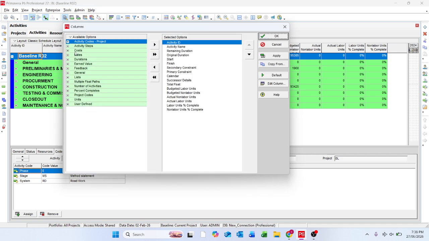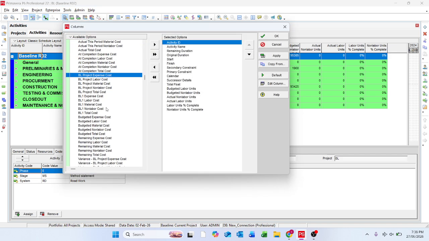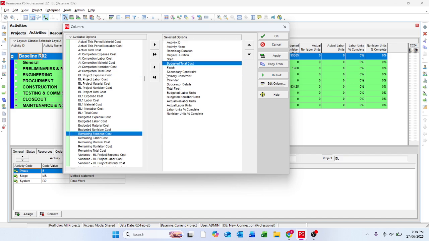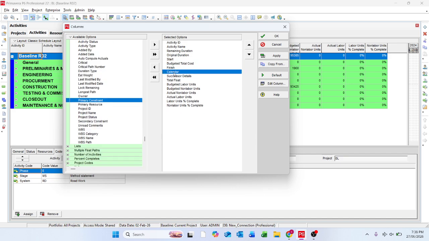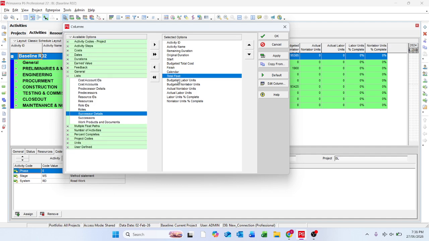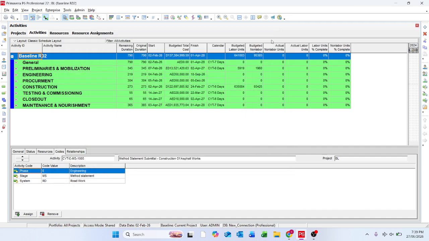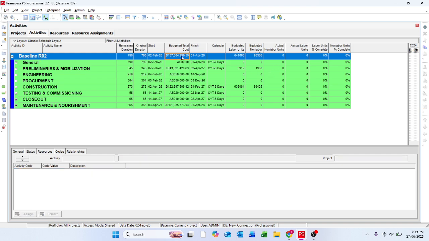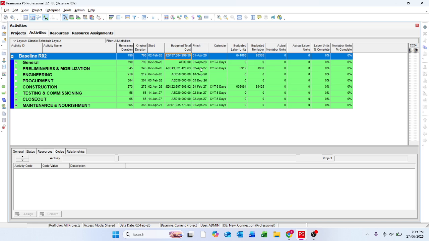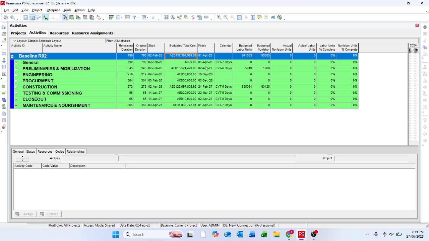Let me add the cost part here. Budgeted total cost over here. We don't need this one. Now the budget total cost is 137 million. Actually, this is not the actual budget cost, because the physical units are also added here.